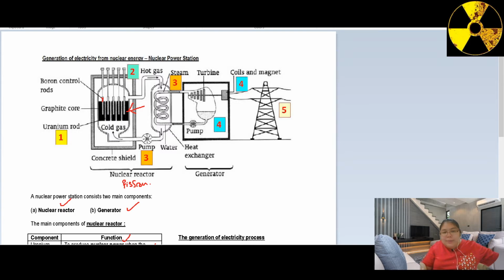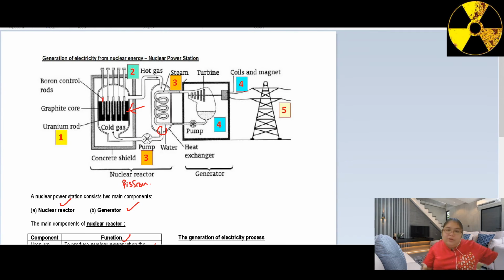After the hot gas heats the water, the water becomes steam. If there is extra gas, where does it go? It will come down to this part. That's why I call it number 3. We separate it into two parts. Another part is cool gas going back to the reactor core to be heated again. If there is extra hot gas, it condenses, becomes water, goes back to the pump, then heats again. So for 3, you can go straight through, become steam, or repeat.